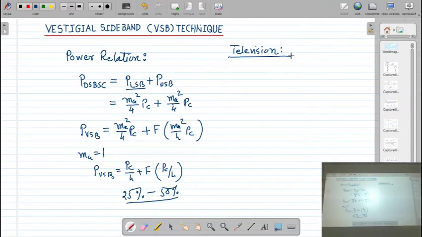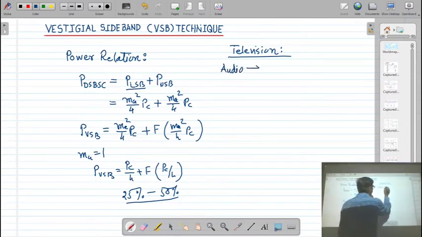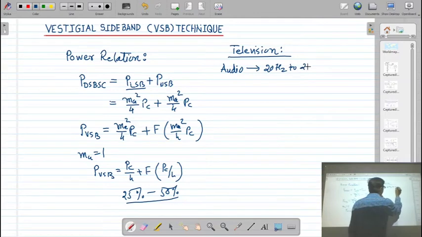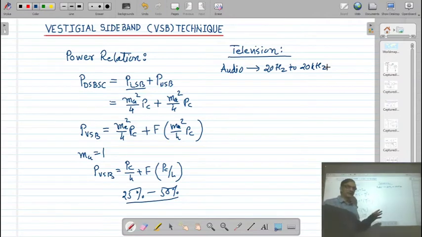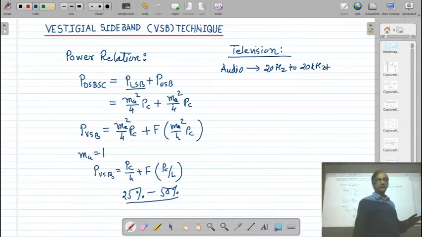This technique is used in television. In television, we know that we are transmitting the audio information as well as the video information. For audio, the frequency is from 20 Hz to 20 kilohertz. Correct? So you don't require too large a bandwidth. If it is a 100 kilohertz bandwidth, then it is sufficient.